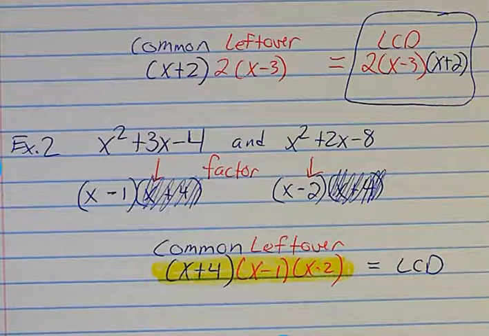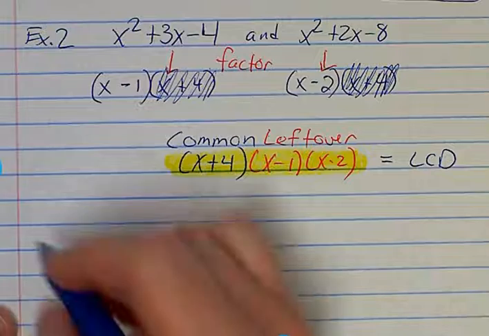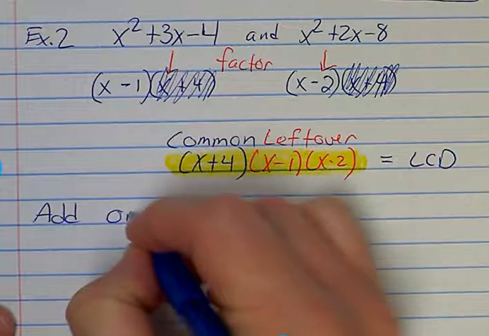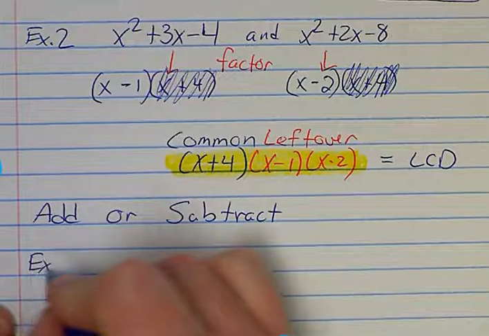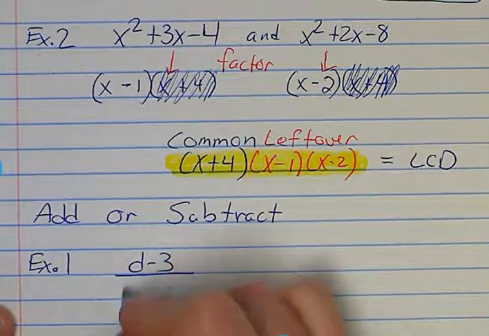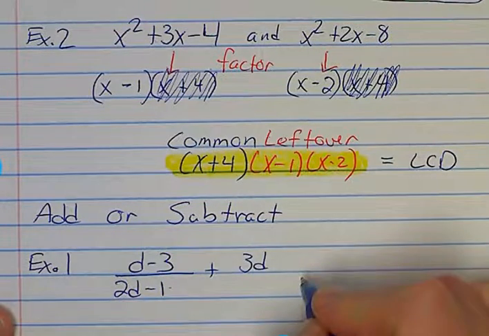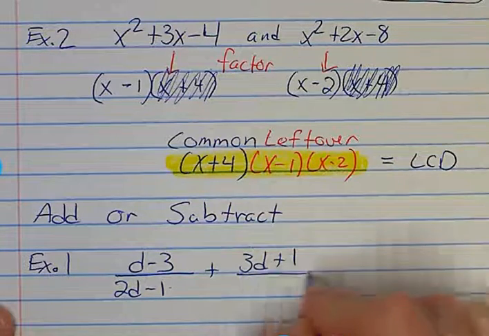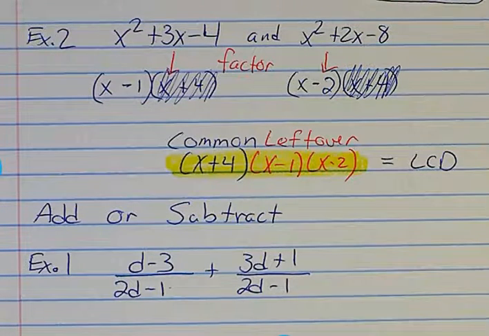Before we give you one with different denominators, let's back up for just a second and make sure that you remember how to do stuff with common denominators. I think that's kind of important to get that before we go for this one. So for these, we're just going to ask you to add or subtract. So we'll go with d minus 3 over 2d minus 1, and then 3d plus 1 over 2d minus 1.